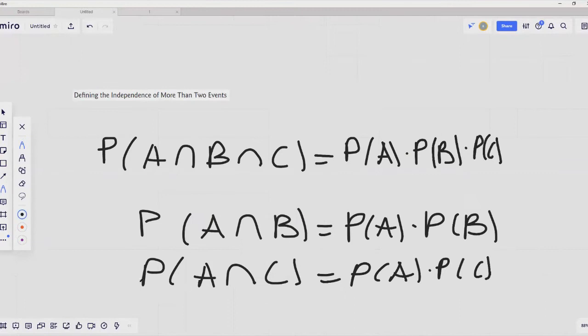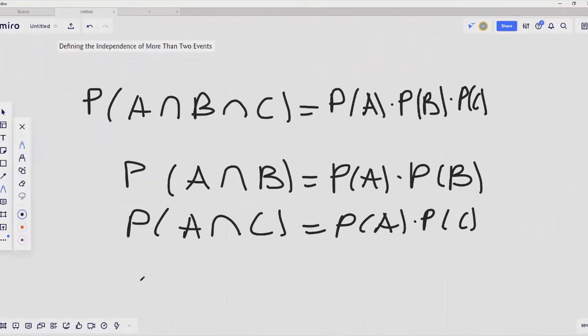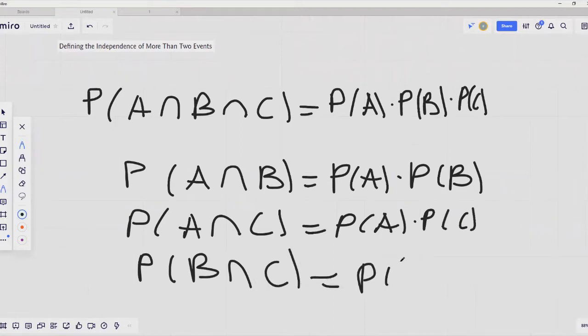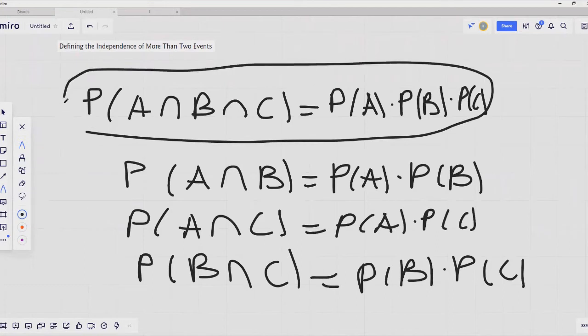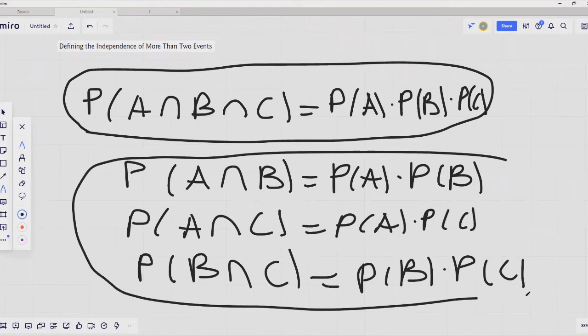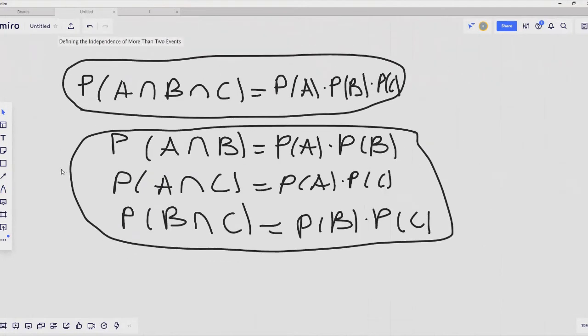And finally, the probability of the intersection of B and C should be equal to the product of the probability of B multiplied by the probability of C. All right, so in fact, this statement alone here is not enough to define the independence of three events, and these three statements alone are also not enough to define independence of three events. To define independence of three events, we need both of these statements at the same time.